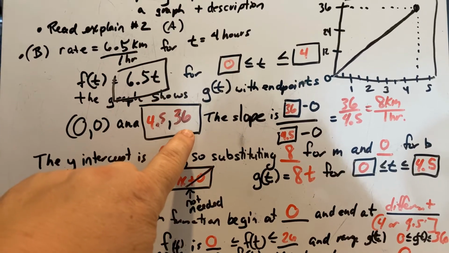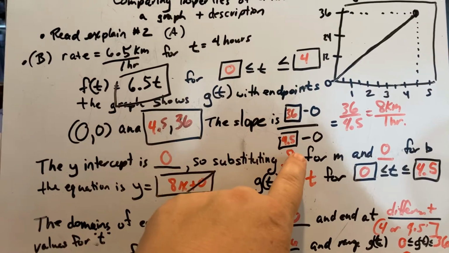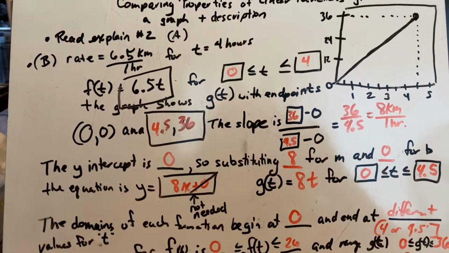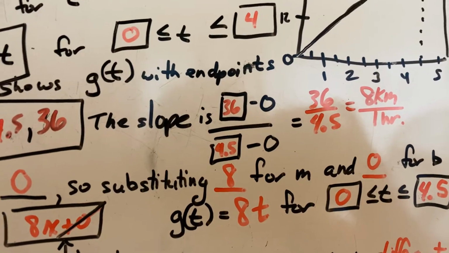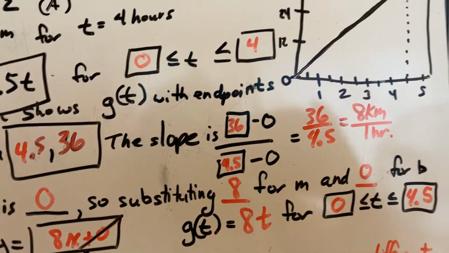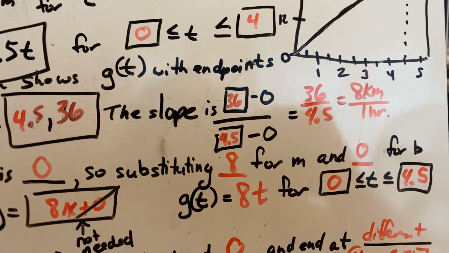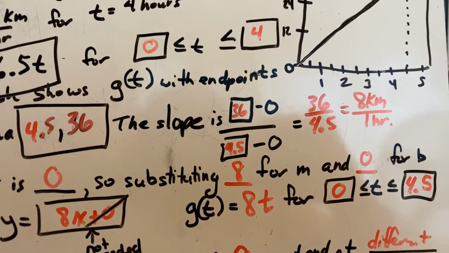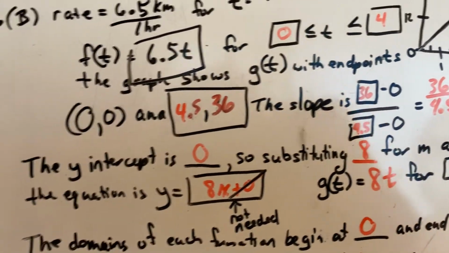So how do we figure out what their slope is? The slope is always the change in y over the change in x. So we do 36, the endpoint minus the beginning. 36 minus 0 is 36. 4.5 minus 0 is just 4.5. And you can do that in a calculator or on paper. So I have 36 divided by 4.5 gives me 8. And so if we put in the units, that's 8 kilometers every 1 hour for g of t.